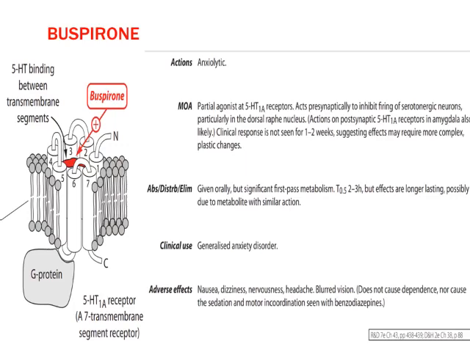It shows its effects in around 1 to 2 weeks, and buspirone is devoid of any sedating effect as well, so it's not useful for insomnia. It is just useful for generalized anxiety disorders and panic disorders. Adverse effects include nausea, dizziness, nervousness, headache, blurred vision. It does not cause dependence, nor does it cause the sedation and motor incoordination, which is very important, which is usually seen with benzodiazepines and newer agents like Z compounds.